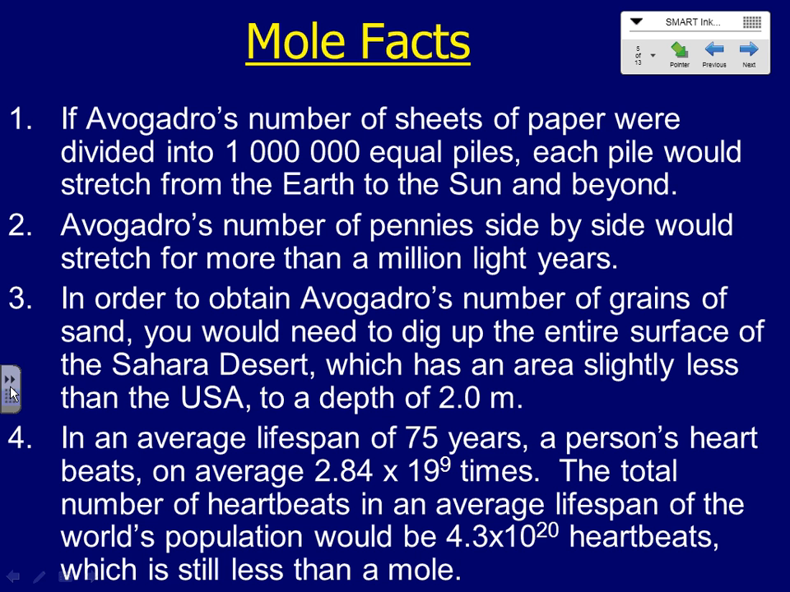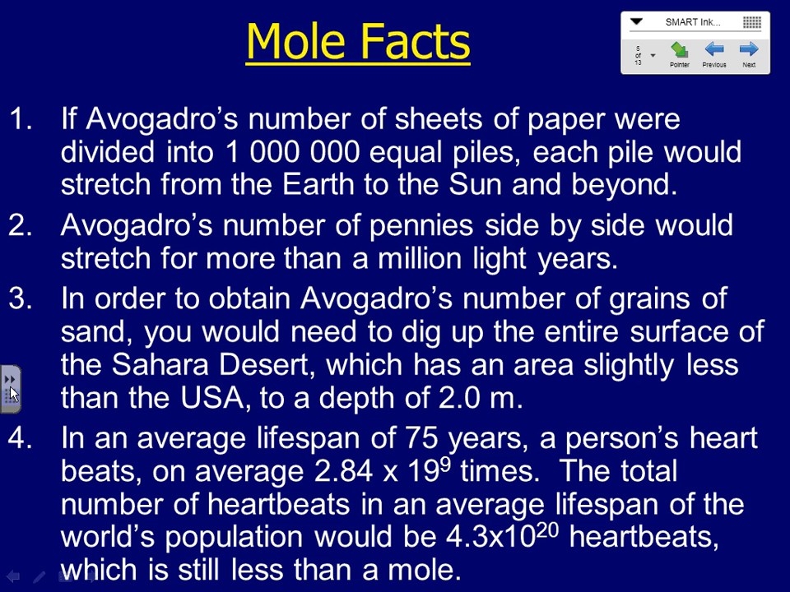In order to obtain Avogadro's number of grains of sand, you would need to dig up the entire surface of the Sahara Desert, which has an area slightly less than the United States, to a depth of 2 meters. So that's a big area. Then you counted all the little pieces of sand. So I guess there is obviously an Avogadro's number of sand pieces on the Earth. That would be the only thing that you could hold in your hand and see that we could say there's a mole of on the Earth.